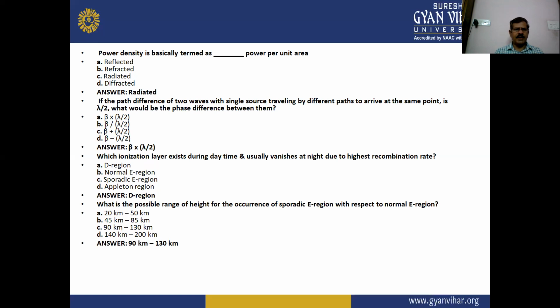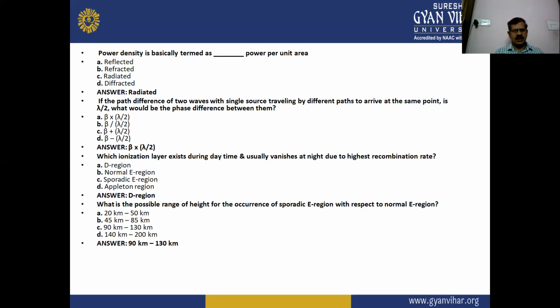Next, what is the possible range of height for the occurrence of the sporadic E region with respect to the normal E region? Option A, 20 kilometer to 50 kilometer. Option B, 45 kilometer to 85 kilometer. Option C, 90 kilometer to 130 kilometer. Option D, 140 kilometer to 200 kilometers.